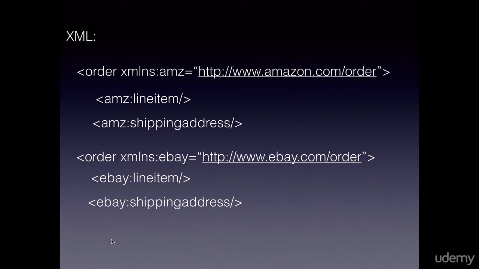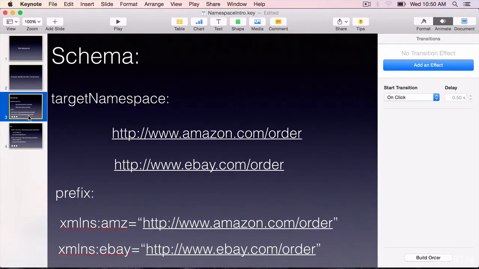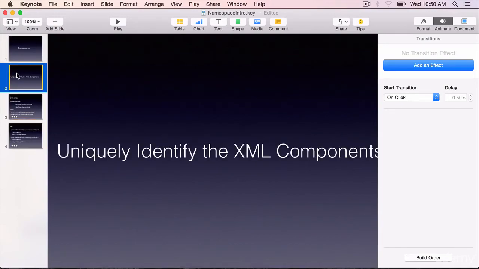For some business reason, if we have to use multiple orders from eBay and Amazon in a single XML document, looking at the namespace, we know from which company the order is, whether it is from Amazon or from eBay. To summarize, namespaces allow us to uniquely identify the elements and attributes in an XML document.